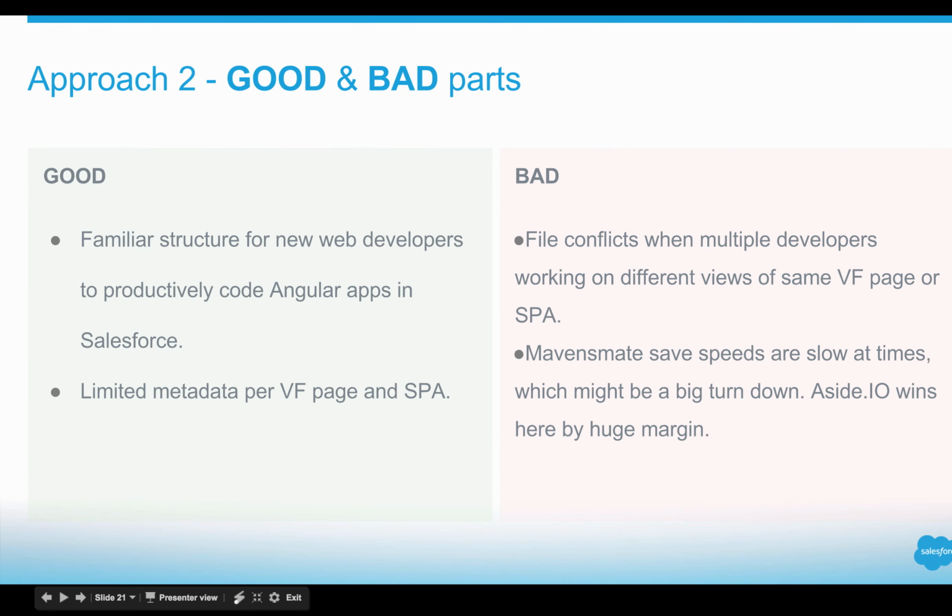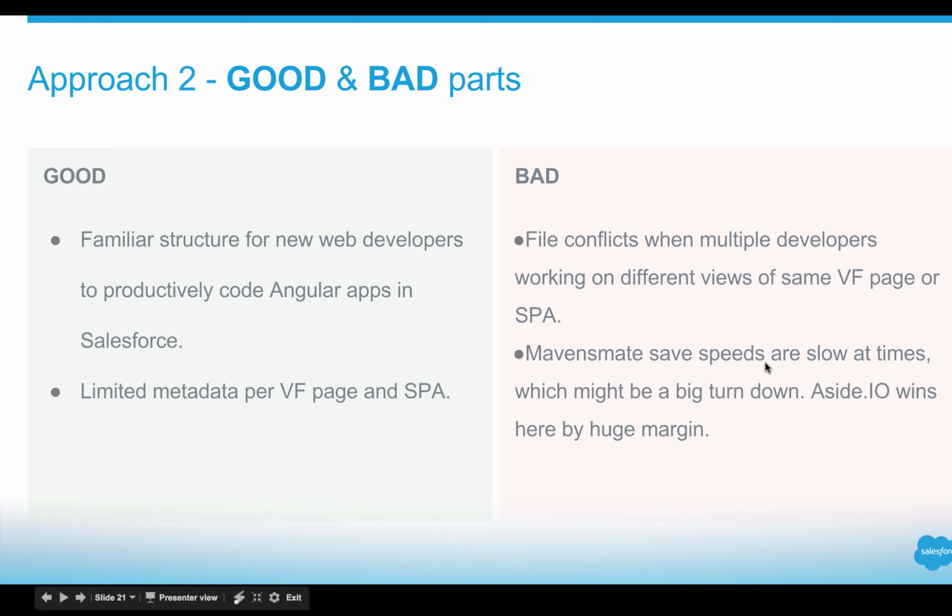So, the good parts. It's a familiar structure for web developers for sure. We have very limited metadata. It will always be two files: one VF page and one related static resource. The side effect is, if you are not following a multiple org strategy, then if two developers are working on two JS files or two views, they will step on each other's toes and possibly overwrite each other. So that's the issue.